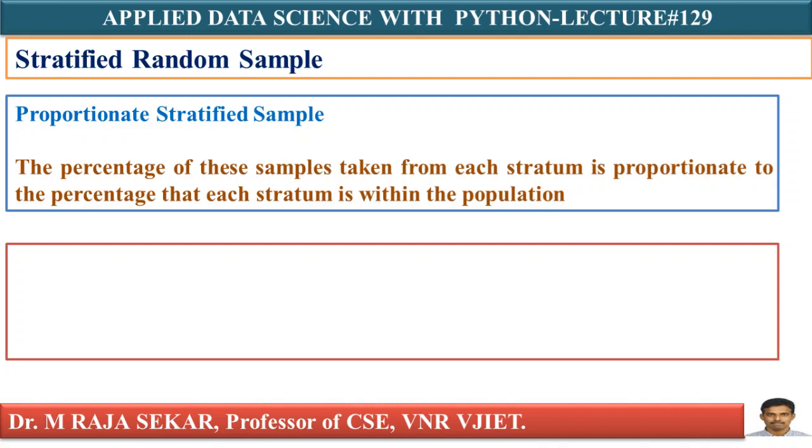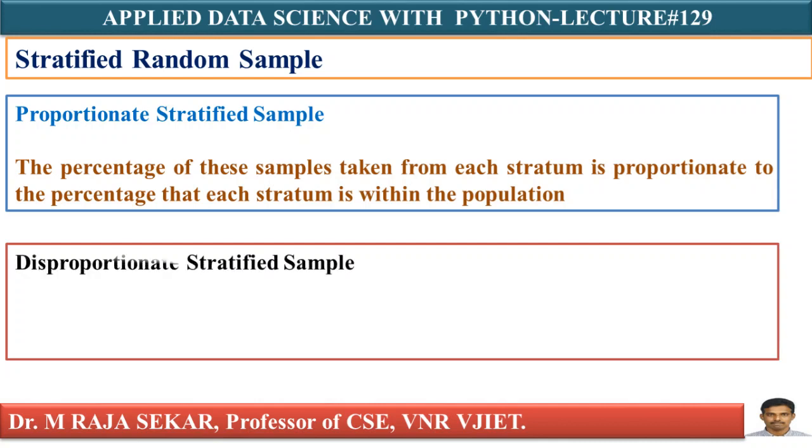If you observe carefully, there are 2 types of stratified random sampling. One is proportionate stratified sample. Proportionate stratified sample means that the size of the sample strata is proportional to the size of the population strata. I will repeat. The size of the sample strata is proportional to the size of the population strata. The probability of a unit being selected from the stratum is proportional to the relative size of the stratum in the population.